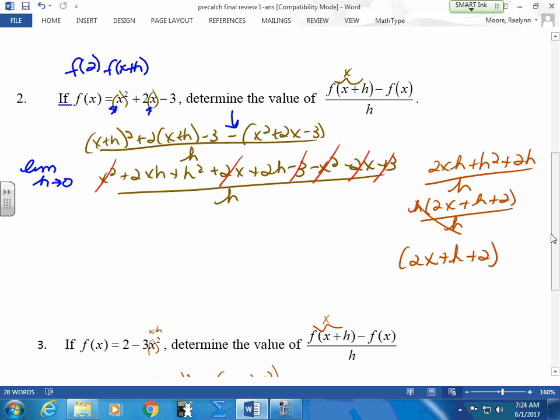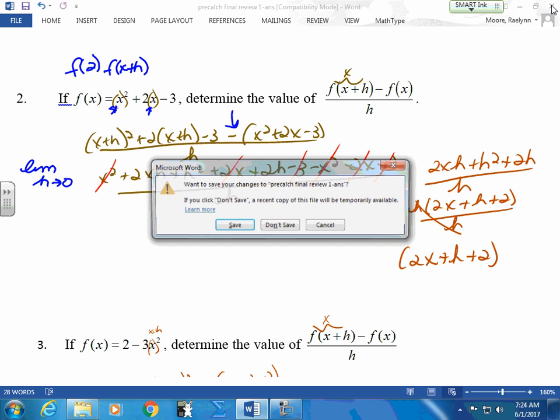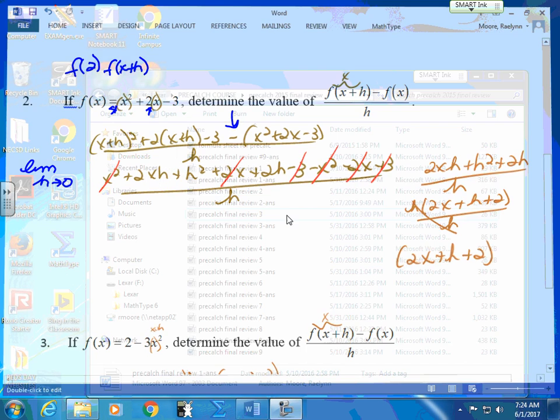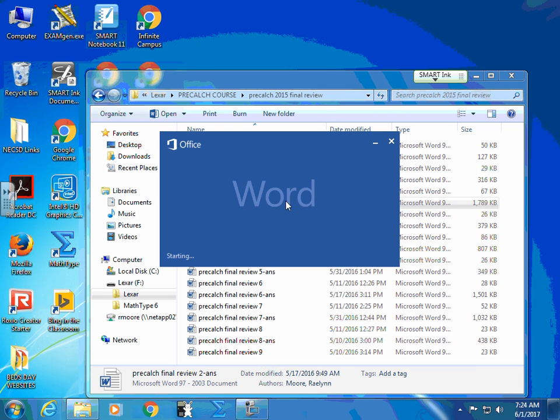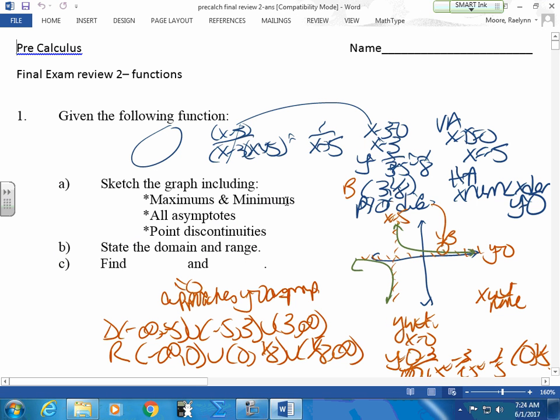You like them? You'll probably see one. These are nice. This one's the big one, guys.